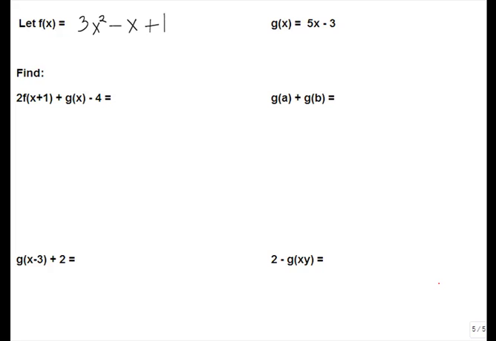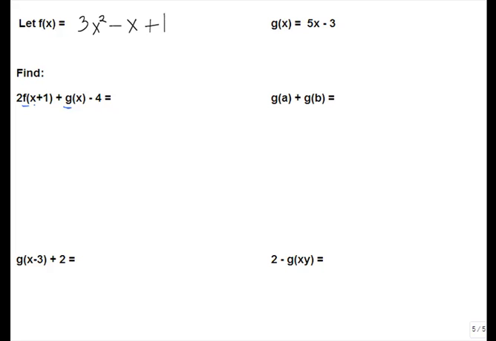Okay, now we're going to try a couple more examples here that are a little bit trickier because of the notation. So let's take a look at the two functions, f of x equals 3x squared minus x plus 1, and g of x, which is 5x minus 3. The first one here says to find 2f of x plus 1 plus g of x minus 4. So notice a couple of things here. First of all, it mentions f and it mentions g, so we're actually going to end up using both functions.